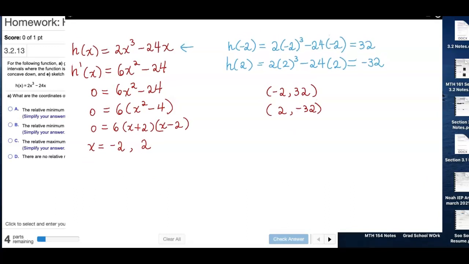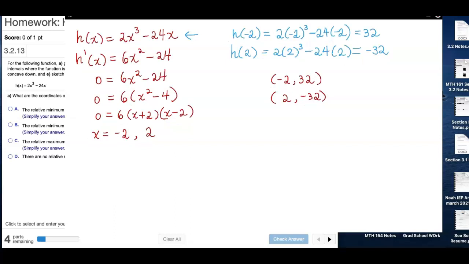Okay, so what you do is you now find the second derivative. Looking at the first derivative up here, the second derivative, h double prime of x, is 12x. Because I'm going to get 12x from that term, and the derivative of this constant 24 is just 0. So that was simple, hey.